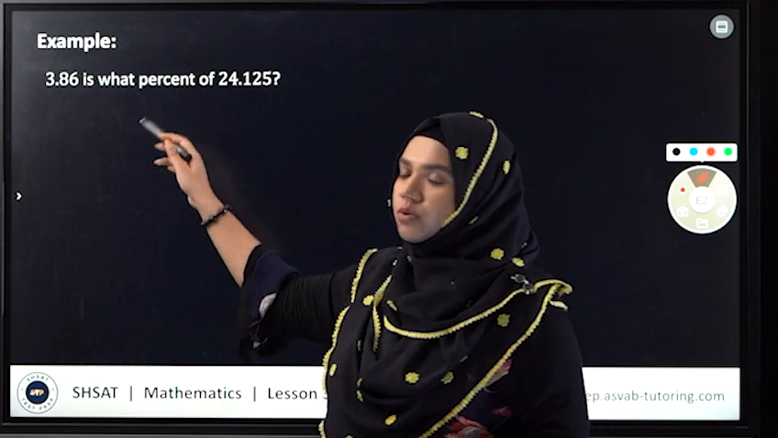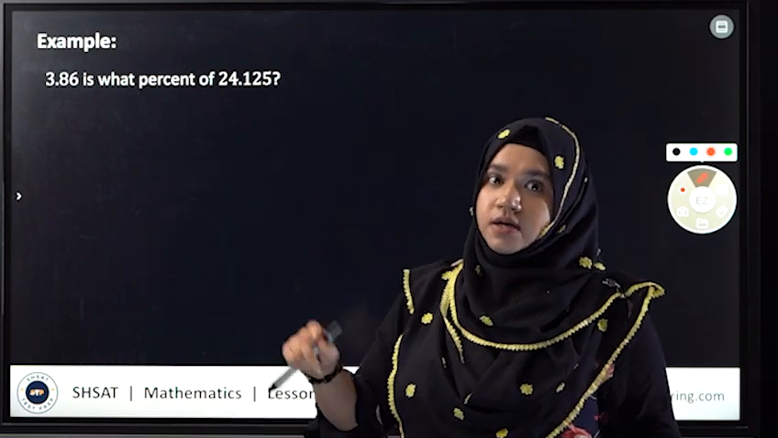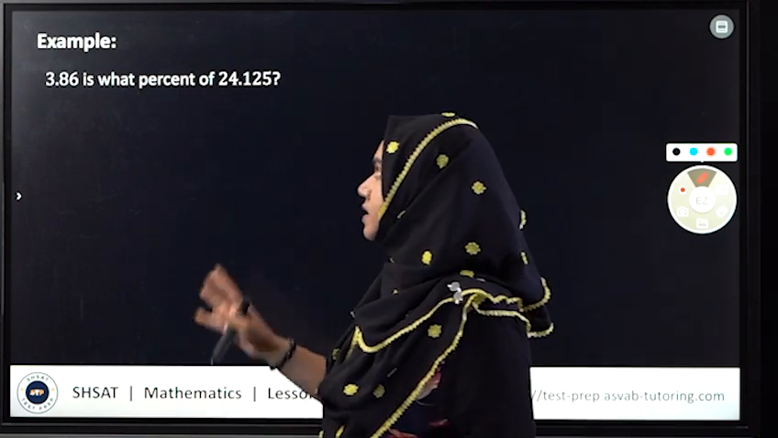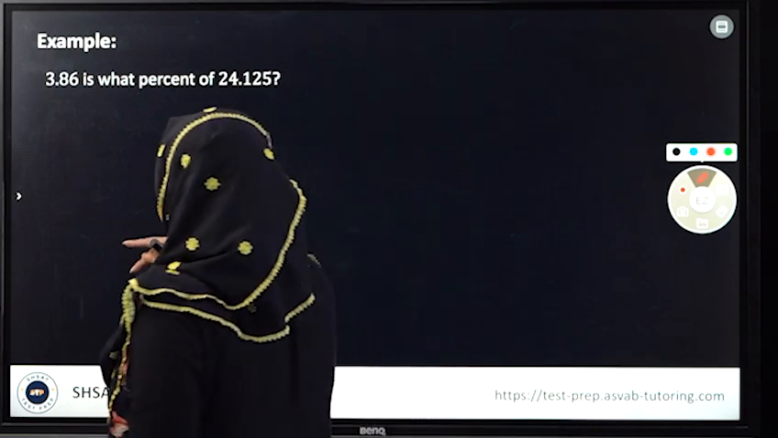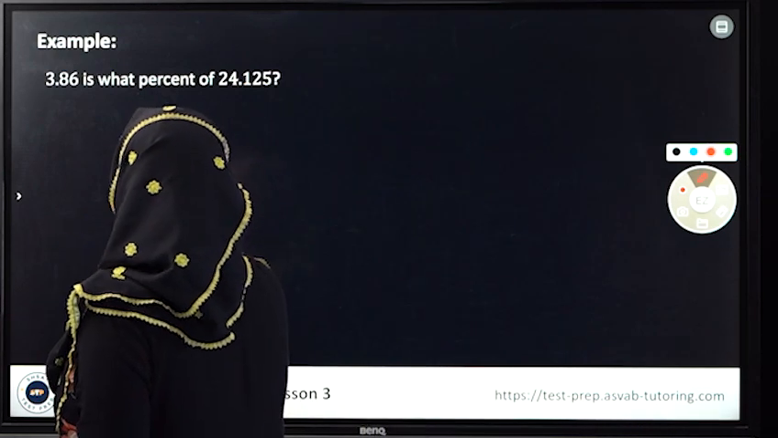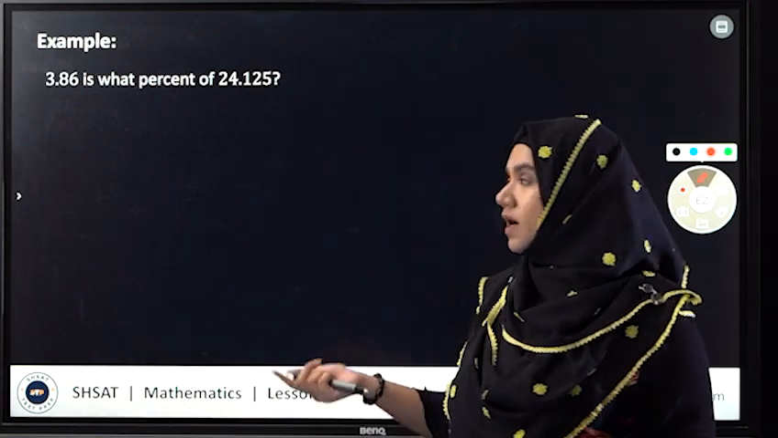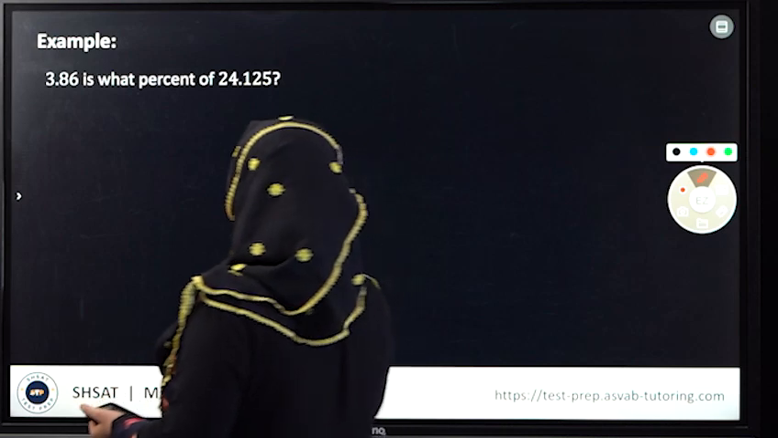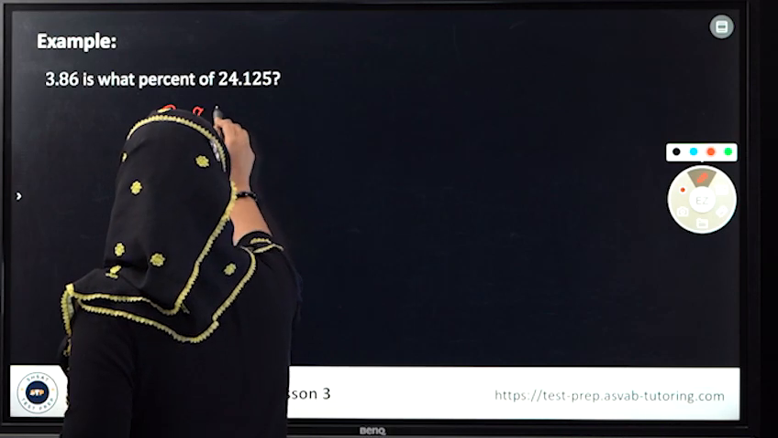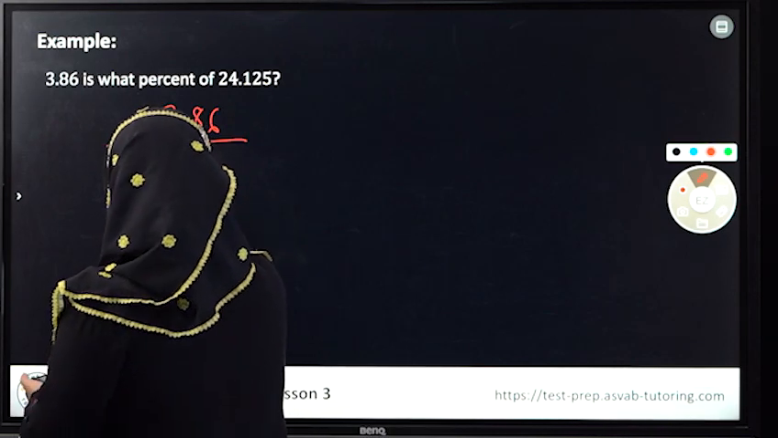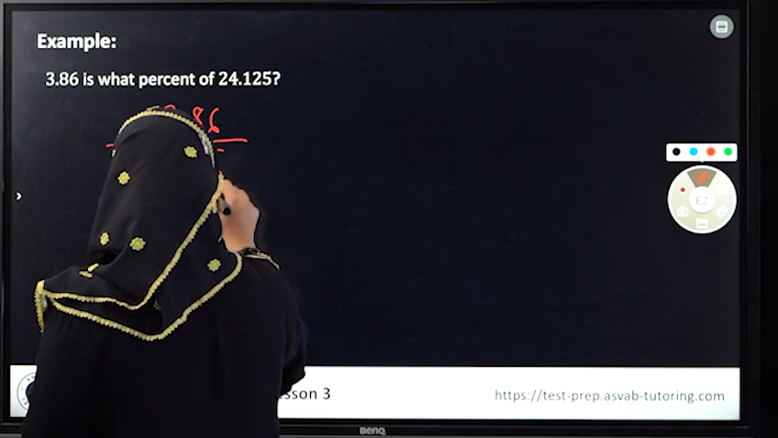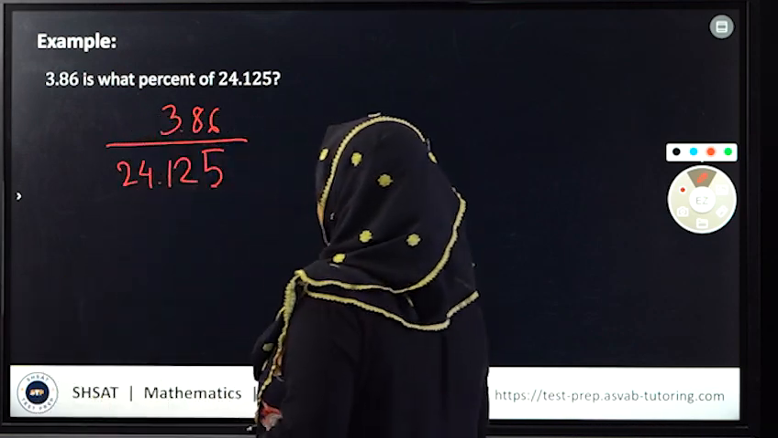We need to know some part of the question, just like if we follow the previous one. It's just that we are doing the opposite thing. If we're doing the opposite thing, it means that we are dividing because previously we had multiplied, right? So now we have to divide. We have to divide what with what? With 3.86 and 24.125. So that's what we do first. How do we do that?